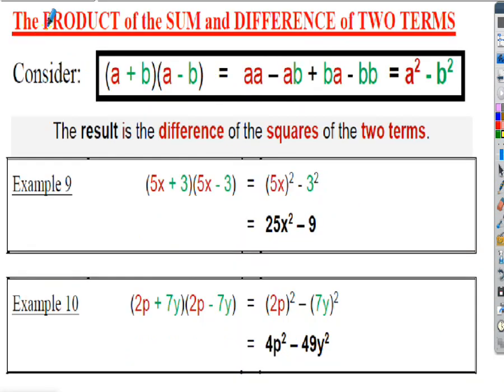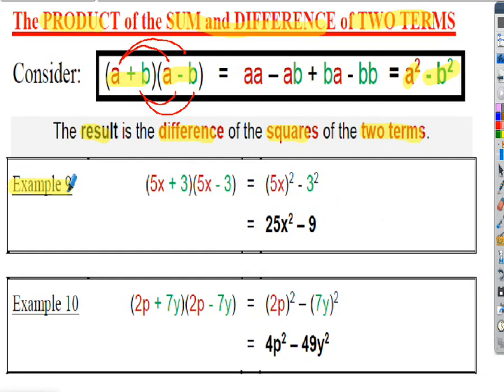And finally, if we consider the product of the sum and difference of two terms, so in this case we have a plus b multiplied by a minus b, and when we expand the brackets, again using the crab claw method, we find that the answer simplifies to a squared minus b squared. So the result of the binomial expansion is the difference of the squares of the two terms.